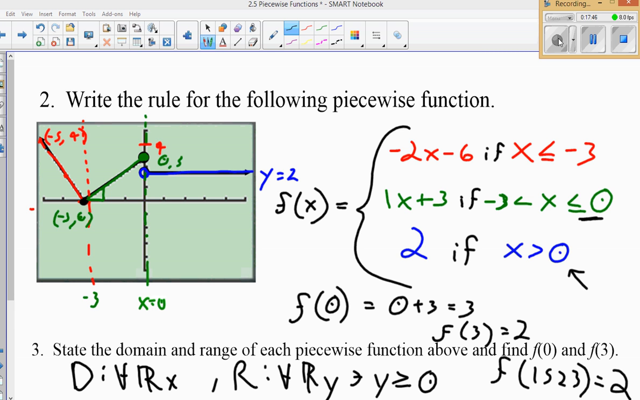All right, that concludes our notes for tonight on piecewise functions. Make sure you highlight any questions and bring them to class tomorrow.